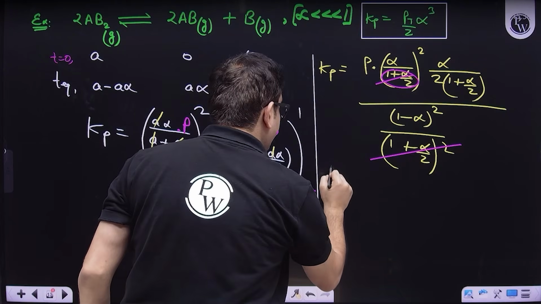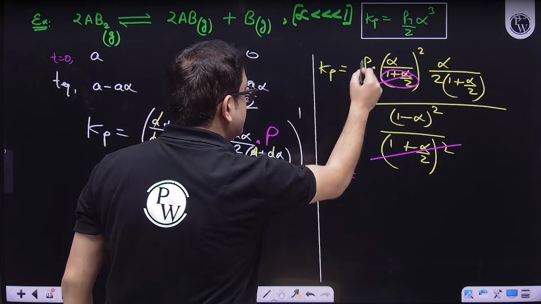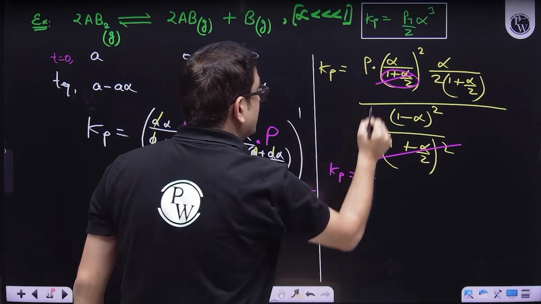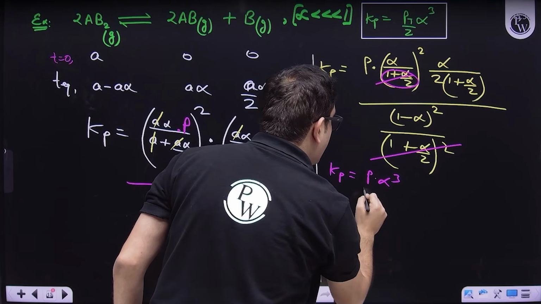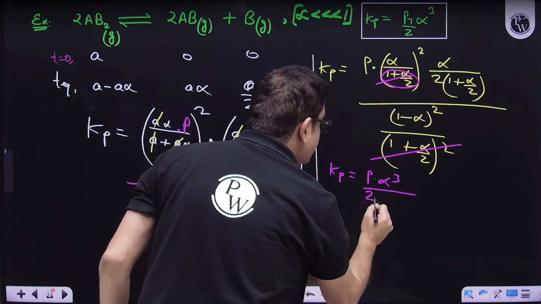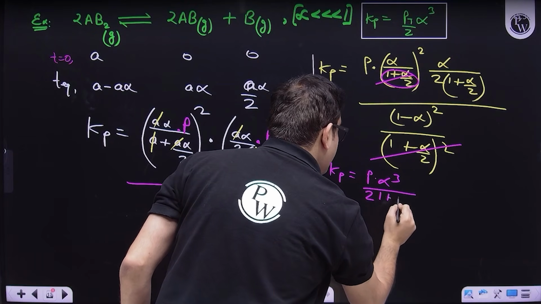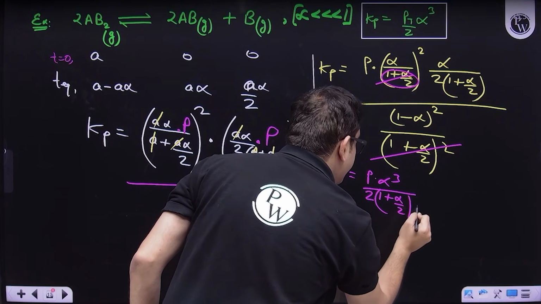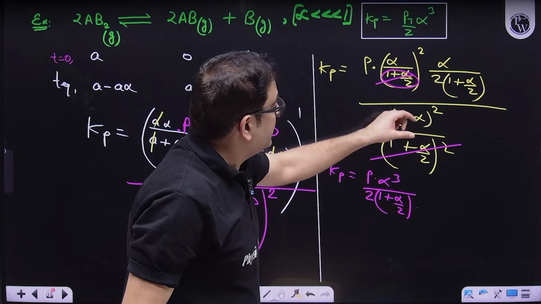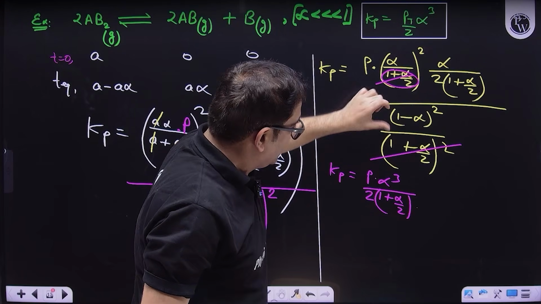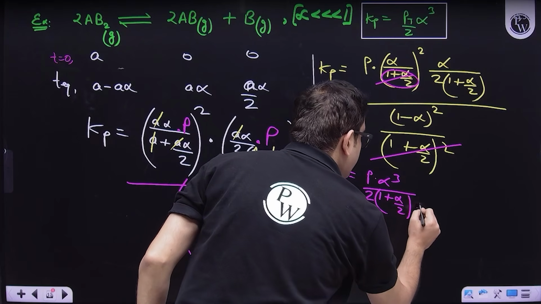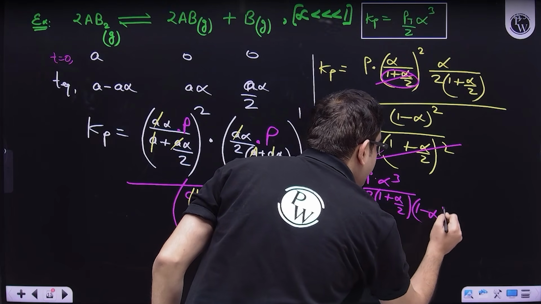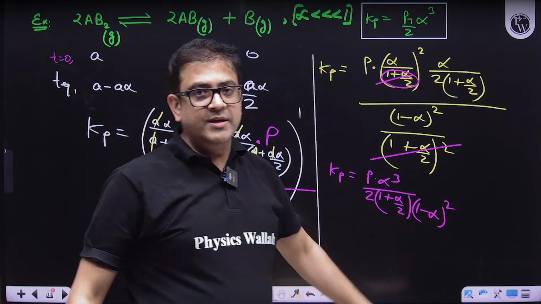So again rewriting it. So Kp becomes P into alpha squared, and this alpha will become alpha cube upon. This 2 is left and this 1 plus alpha by 2 is also left into. This denominator is gone, so this is 1 upon 1. So when it goes to the upper side, it will be 1 upon, so the denominator will have 1 minus alpha squared. You have reached this place.